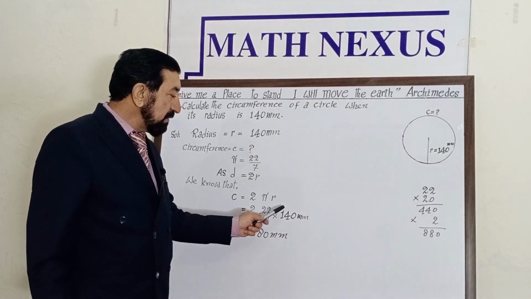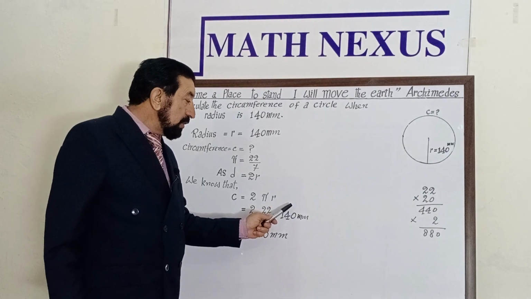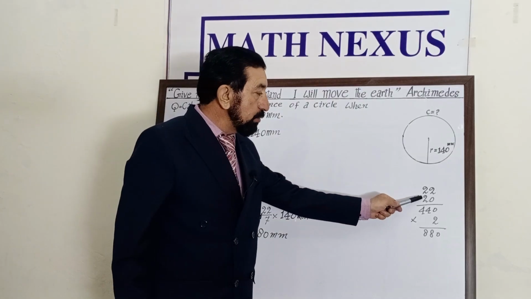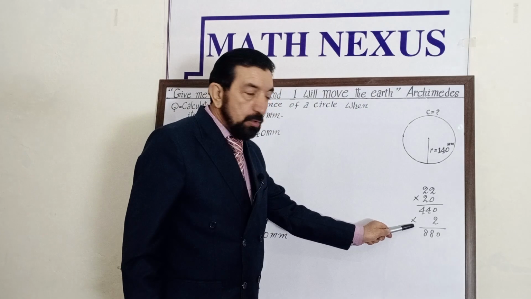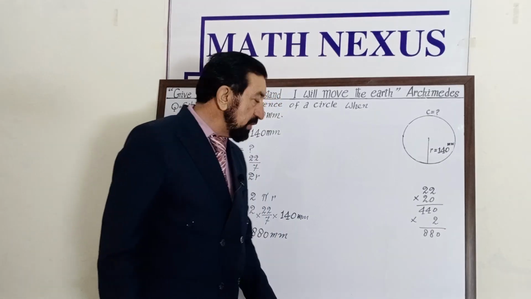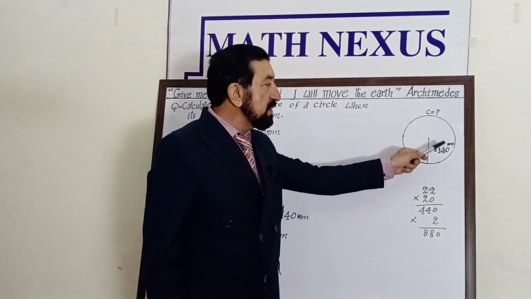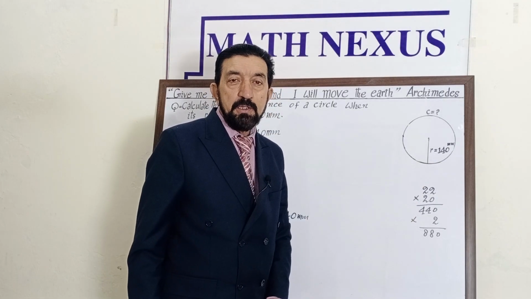7 1s are 7, 7 2s are 14. It means 20. 20 into 22 into 2. 22 into 20, this is equal to 440 into 2, this is equal to 880. 880 millimeter is the circumference of this circle, having radius equal to 140 millimeter.